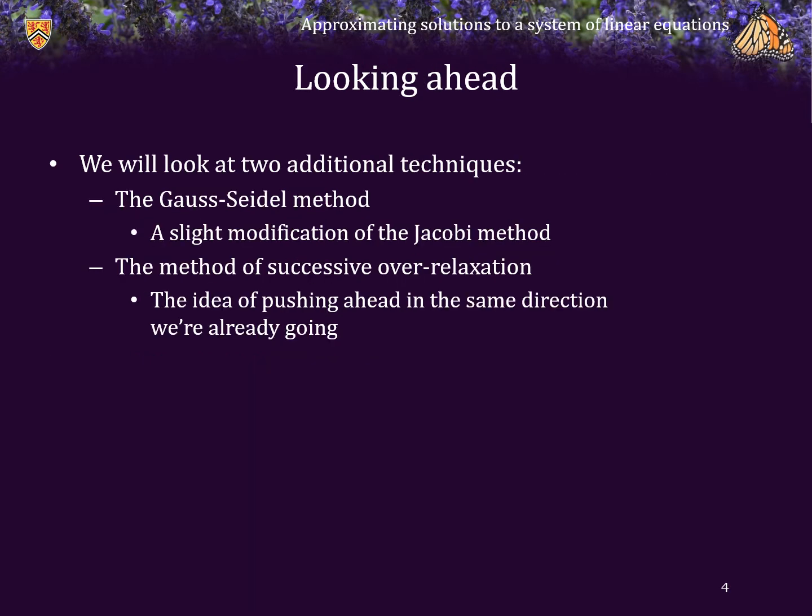Looking ahead, we're going to see two additional techniques, the Gauss-Seidel method, and this is simply a modification of the Jacobi method, and the method of successive over-relaxation. And this is the idea of pushing an approximation ahead in the same direction that it is already going.